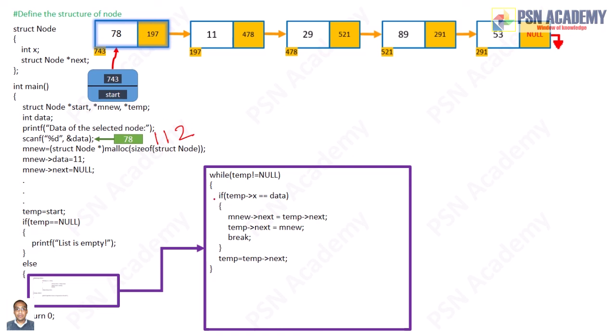because it will not find any node which is matching with 112 in the data part. So this if condition will not fire. So definitely this temp will fall off this list and will point to null. Now if it happens like that, then there should be a message that the required node is not there in the list. Right?